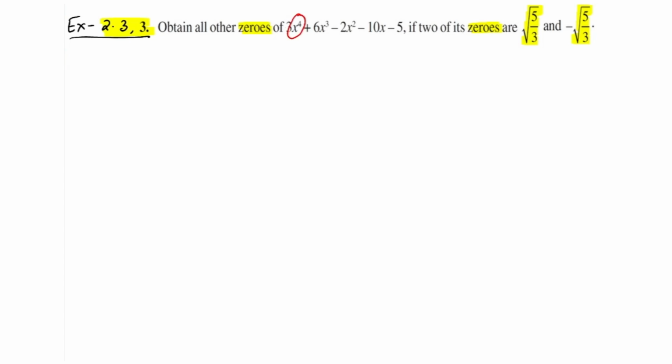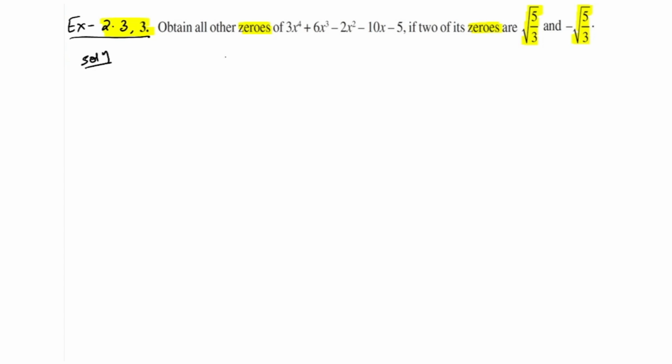Degree of this polynomial is 4. Therefore, we call this a biquadratic polynomial. So, since this is biquadratic, the power of the variable is 4, we'll have a maximum of 4 zeros. But in the question 2 zeros are already given. So, we need to find the other 2 zeros here.